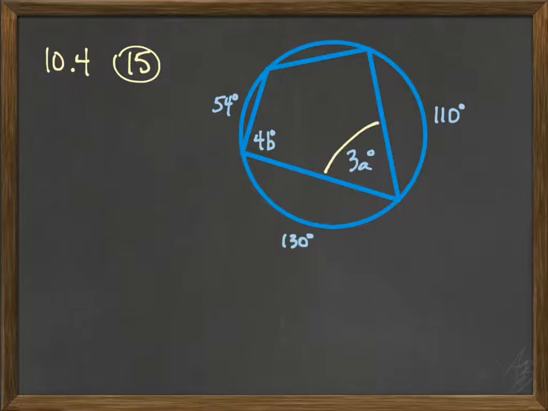and thinking about Theorem 10.7, if we want to solve for a, we want to look at that angle right there. That is an inscribed angle because the vertex is on the circle. So this arc right here would be our intercepted arc.